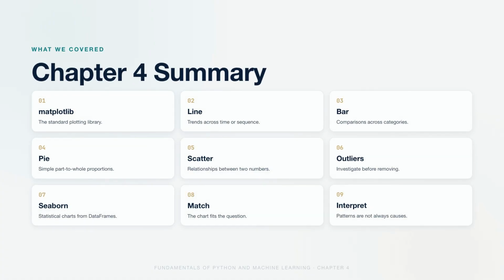Let's summarize what we covered in Chapter 4. Matplotlib is a Python library used to create charts and graphs. Line charts are useful for showing trends over time and sequence. Bar charts are useful for comparing categories. Pie charts are useful for showing simple parts of a whole. Scatter plots are useful for exploring the relationship between two numerical variables. Seaborn is a visualization library built on top of Matplotlib and works very well with pandas DataFrames. Most importantly, visualization helps us understand data before machine learning. It helps us find patterns, compare values, identify outliers, and prepare for better analysis.